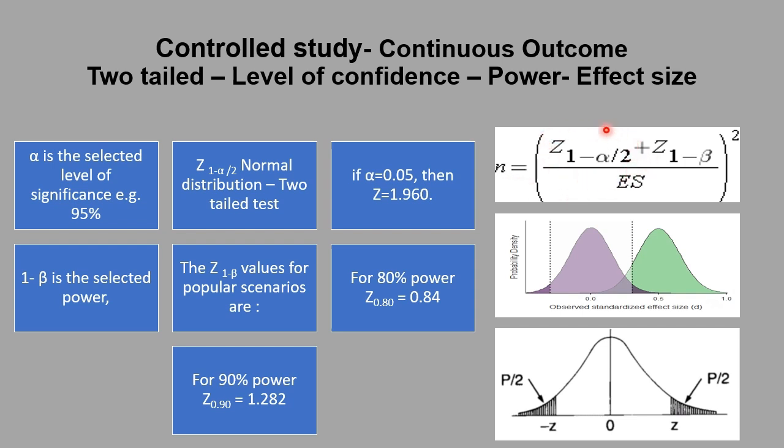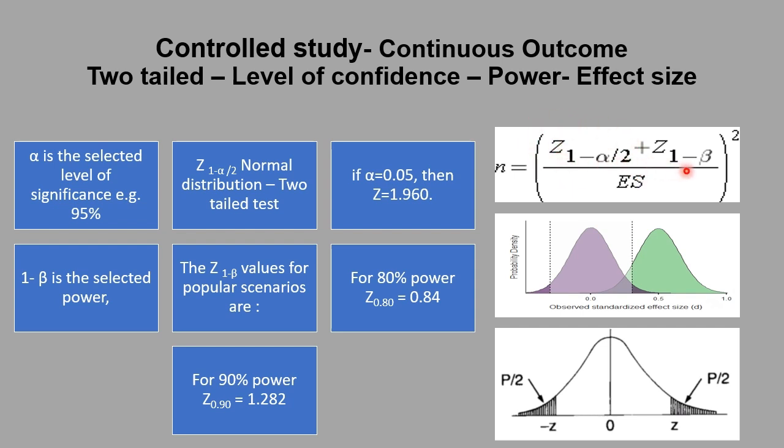The first relates to how much you can tolerate a type 1 error, alpha. The second, how much you can tolerate a type 2 error, beta. And the third reflects the effect size, how much difference you would expect between the two groups in terms of their standard deviations. The first entity, by far the commonest level of significance chosen for medical research, is p equal or less than 0.05, and this translates to a z-score for a two-sided study of 1.96.